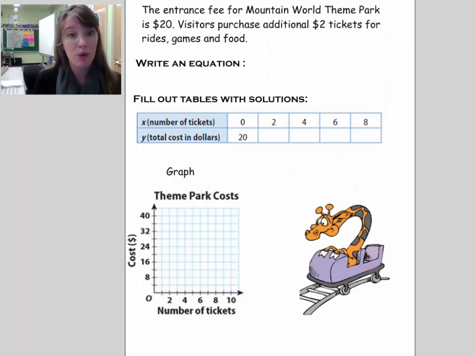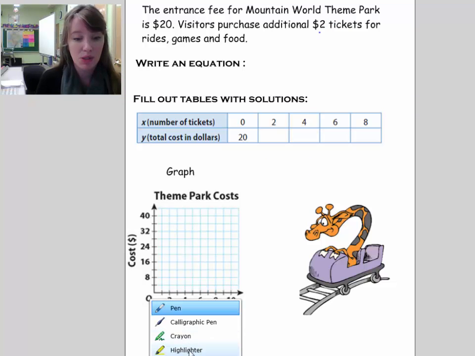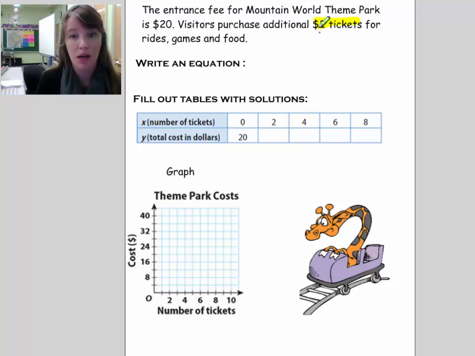Let's go on to a word problem. Let's say that the entrance fee for Mountain World theme park is $20. Visitors purchase additional $2 tickets for rides, games, and food. So we have 2 costs here. We have a variable cost, which I'm going to put in yellow, and we have an initial cost, which is $20. So this is the initial cost, and this is the variable cost.